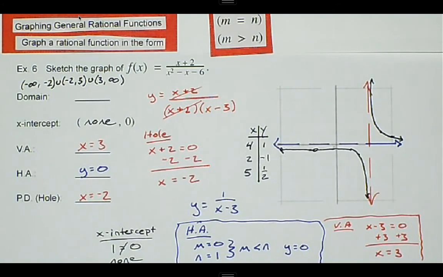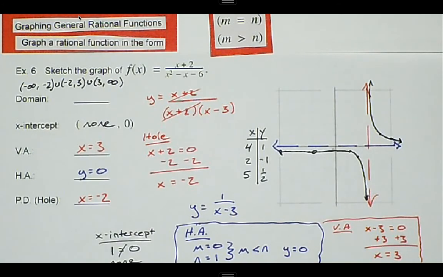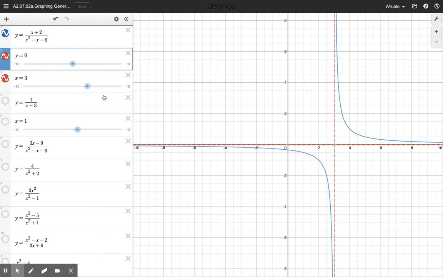And then we can take a look at what that graph looks like. So we have it graphed here, and then we have the graph y equals 1 divided by x minus 3. And if we turn that on, we can see that it overlaps directly over what we had graphed there already.